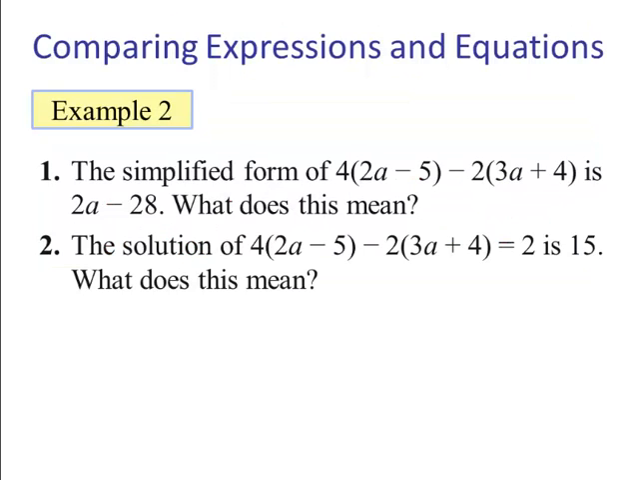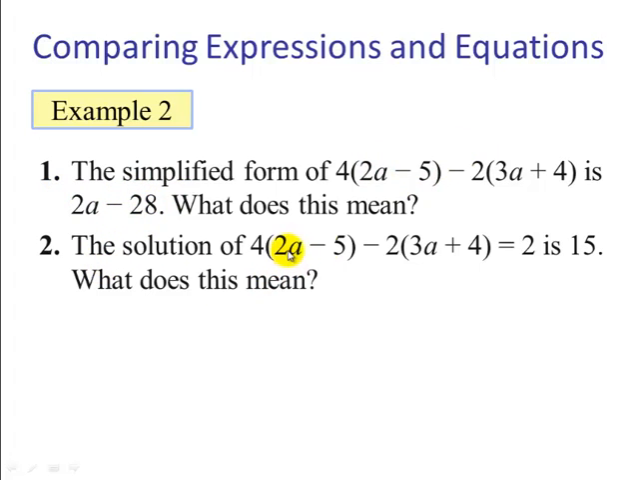Example 2. The simplified form of 4 times the quantity 2a minus 5 minus 2 times the quantity 3a plus 4 is 2a minus 28. What does this mean? Number 2. The solution of 4 times the quantity 2a minus 5 minus 2 times the quantity 3a plus 4 equals 2 is 15. What does this mean? Well, the first one is an expression. There's no equal sign. So this is equivalent to this expression.